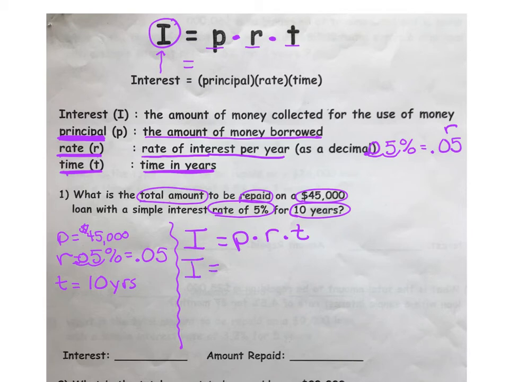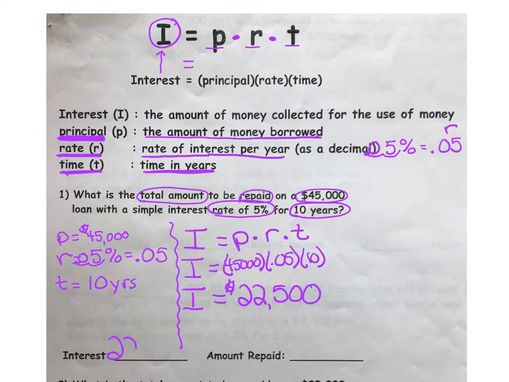Interest equals $45,000 times 0.05 times 10. Take a moment and calculate the interest fee in dollars. Use your calculator or the calculator found on your phone. You should have gotten $22,500. That is the fee that you are being charged for borrowing the money.